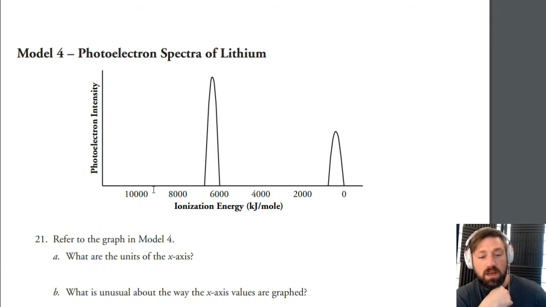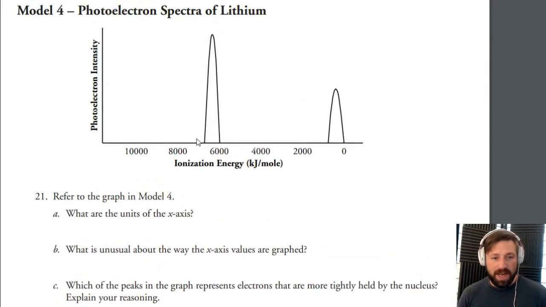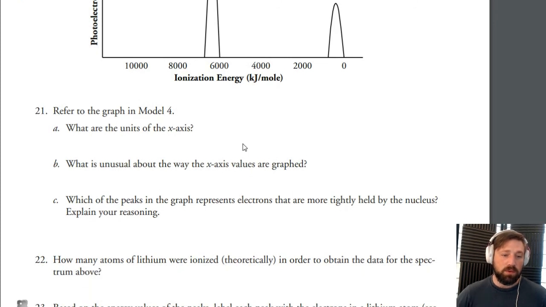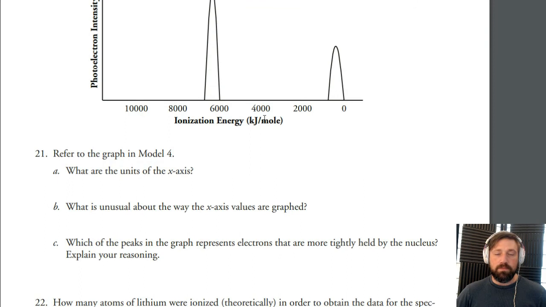Which of the peaks in the graph represents electrons that are more tightly held by the nucleus? Explain your reasoning. If something is more tightly held, that means it has a higher ionization energy. So this first peak is going to be the electrons that are more tightly bound to the nucleus. How many atoms of lithium were ionized theoretically in order to obtain the data from the spectrum above? A mole. I'm going to say a mole, based on the units.